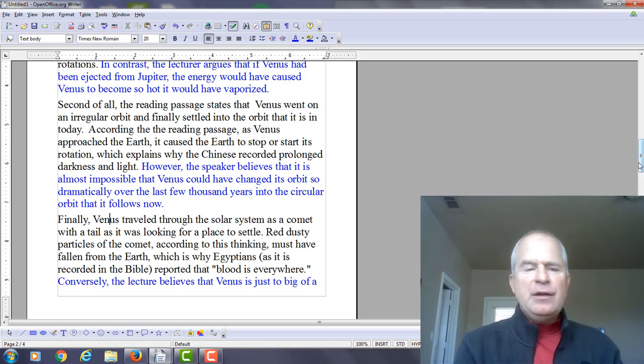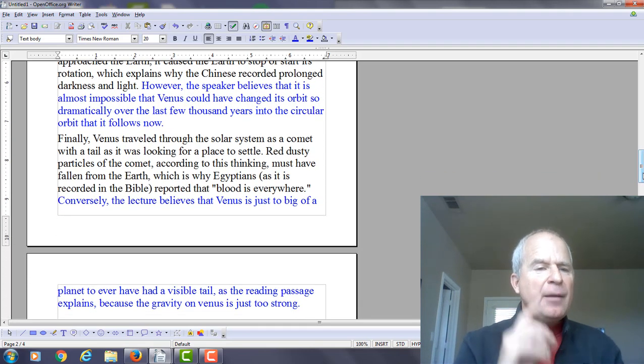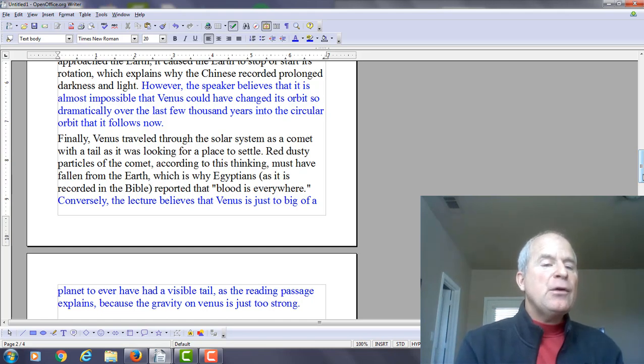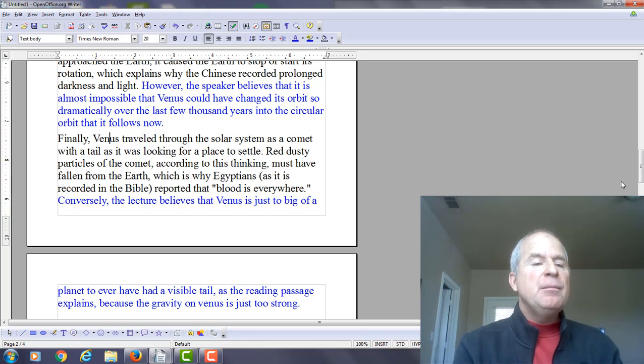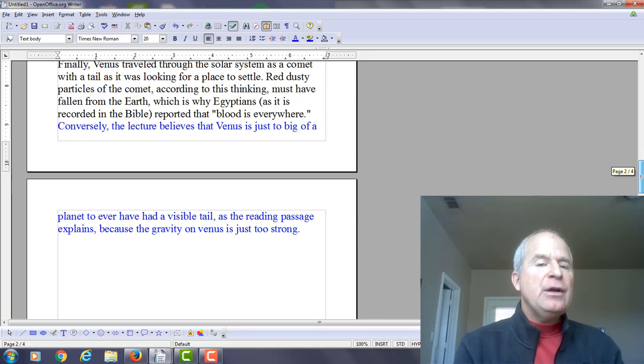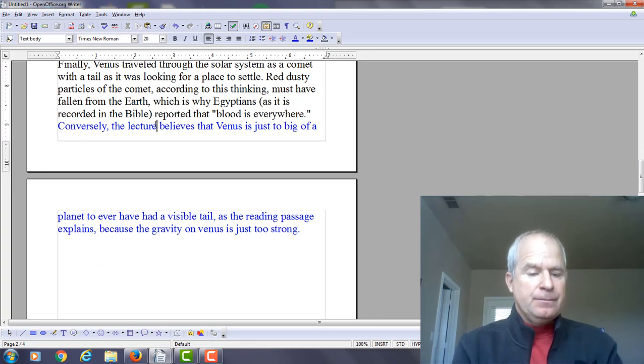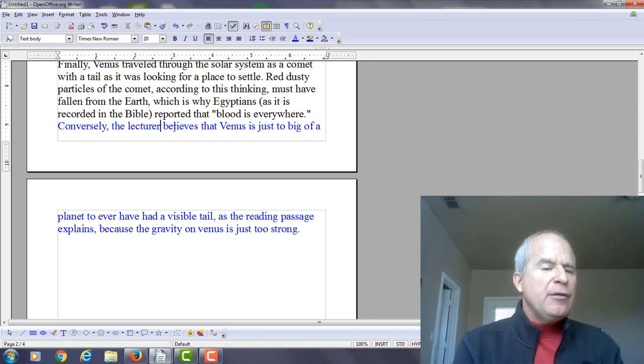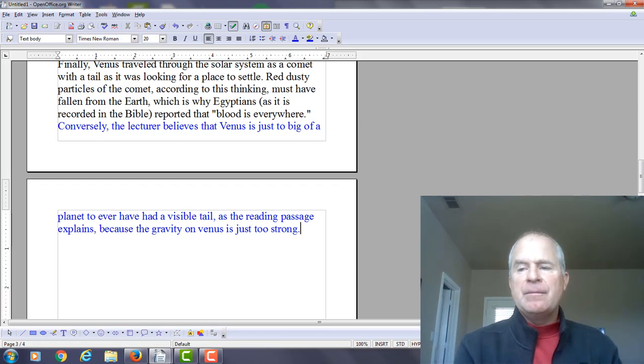Finally, Venus traveled through the solar system as a comet with a tail as it was looking for a place to settle. Red dusty particles of the comet, according to this thinking, must have fallen from the earth, which is why Egyptians, as it is recorded in the Bible, reported that blood is everywhere. Conversely, the lecturer believes that Venus is just too big of a planet to have ever had a visible tail, as a reading passage explains, because the gravity on Venus is just too strong.